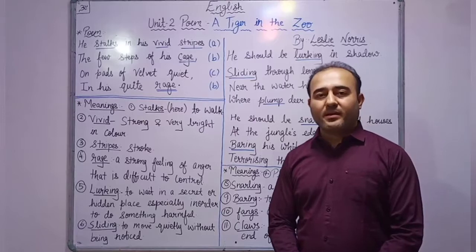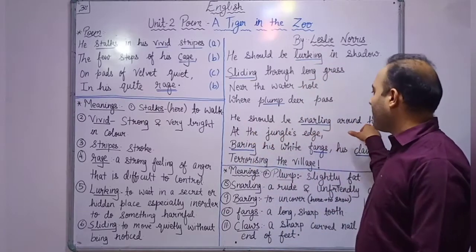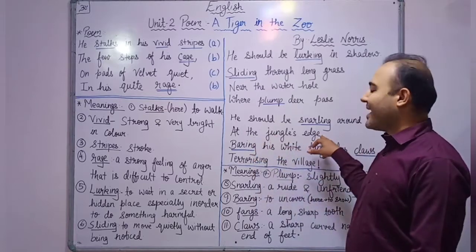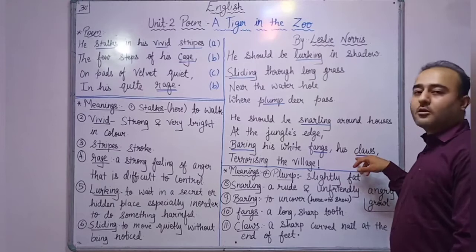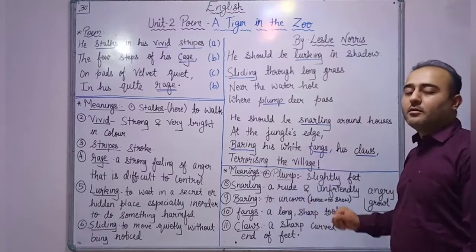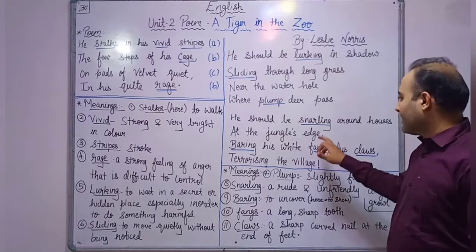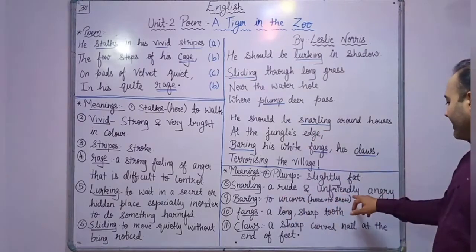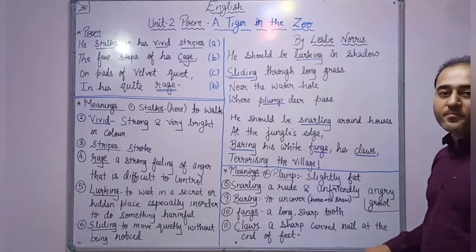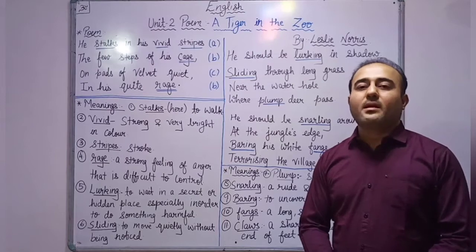Now the third paragraph says, he should be snarling around houses at the jungle's edge, baring his white fangs, his claws, terrorizing the village. In this paragraph, the important word is snarling. Snarling means a rude and unfriendly, angry growl. That means the sound which animals create when they become angry.